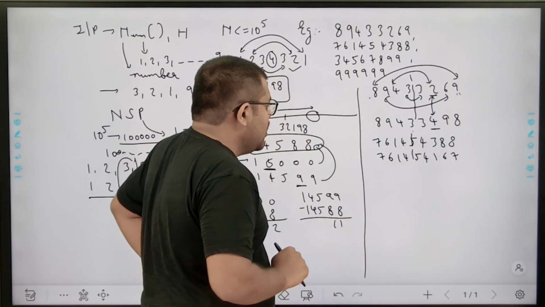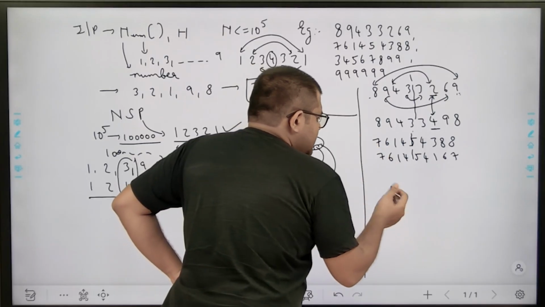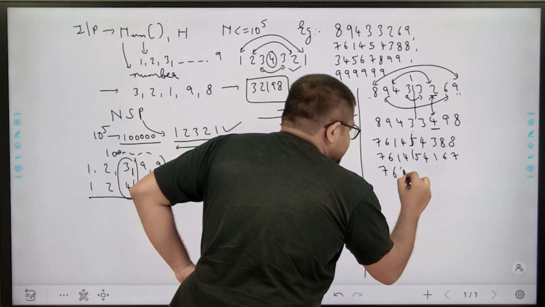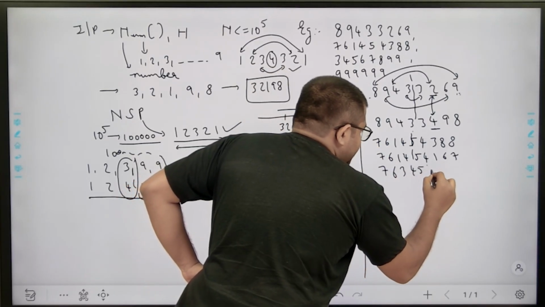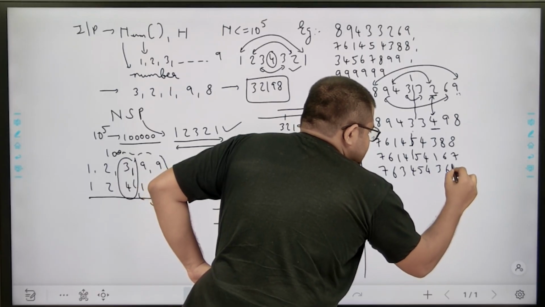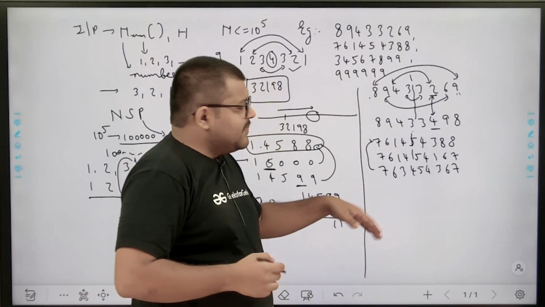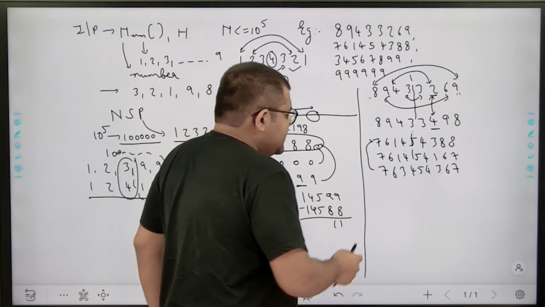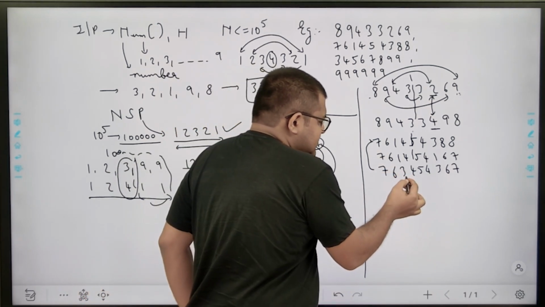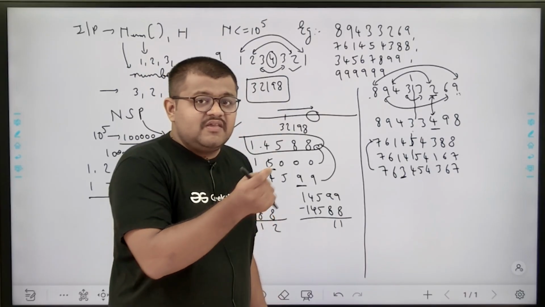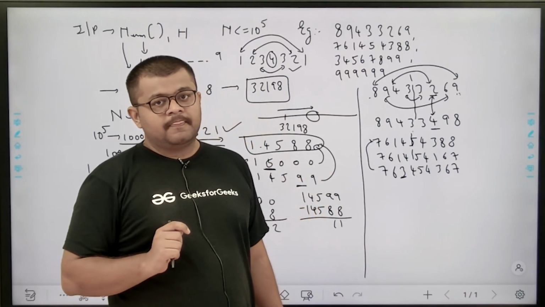Is it clear? So shall I make this as 3? So if I make 7 6 3 4 5 4 3 6 7, this number is greater than this element. Yes. Is it a palindrome? Yes. Why is it greater? Because the first differing digit is greater in this. But is it the next smallest?